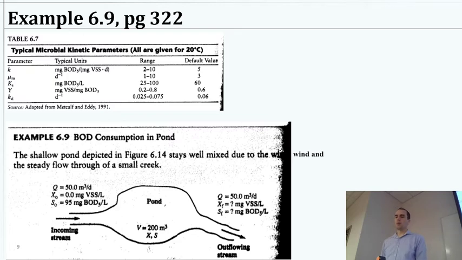Essentially, this example says we've got a shallow pond depicted here. It stays well mixed due to the wind and the steady flow through of a small creek. So essentially, it's well mixed. We've got flow going through, so it should be a CSTR, right? That's how we can model it. We've got a lot of parameters listed here and a microbial kinetics lookup table. Go ahead and just use the default values where needed. That's our plan.